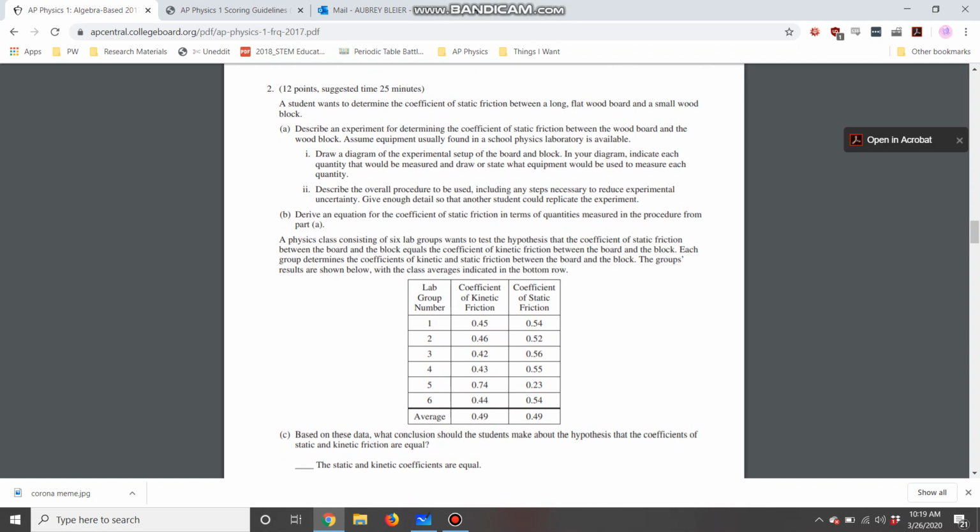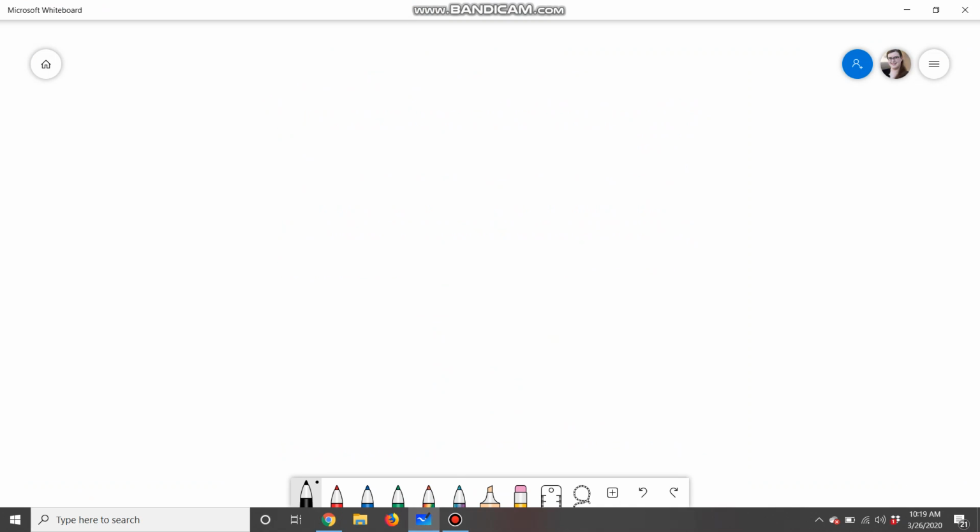Now we actually want to derive the equation for the coefficient of static friction in terms of quantities measured in the procedure from part A. The best thing to do, and here's what I did, is to draw your free body diagram. We have our point here, which represents our block, and it's on an incline. We've got to remember that.